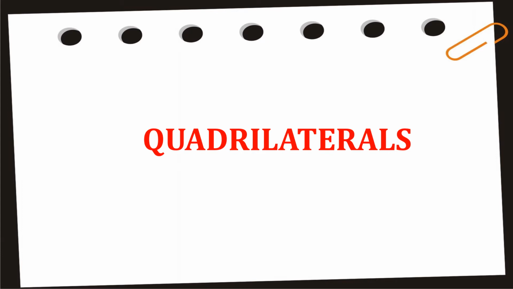Hi! Today, we will learn about quadrilaterals. What do we mean when we say quadrilateral? Quadrilateral came from the Latin word quadri, which means four, and latus, which means side. So when we say quadrilateral, it means four sides. A quadrilateral is a polygon with four sides.